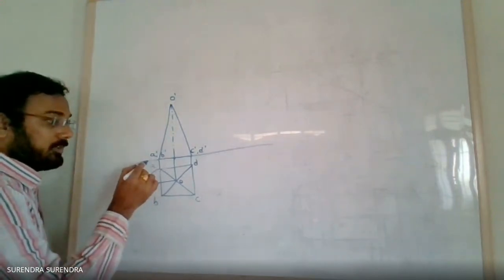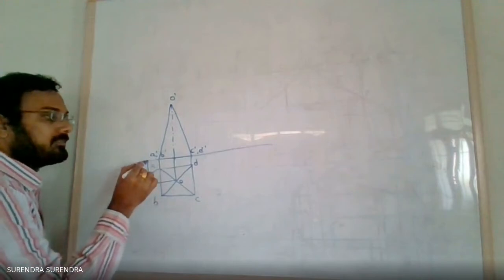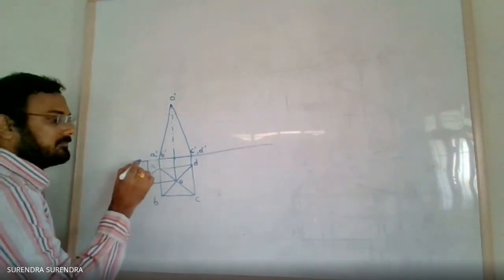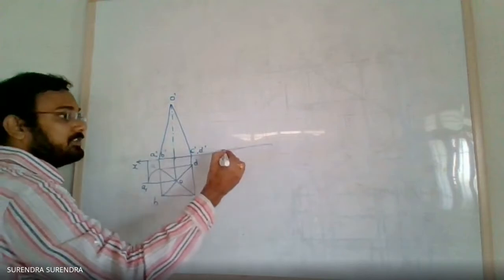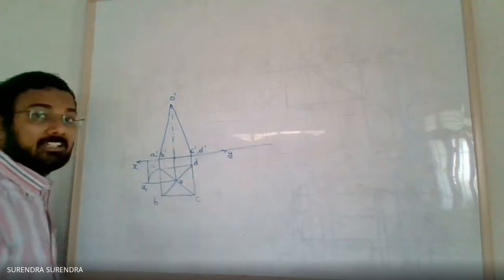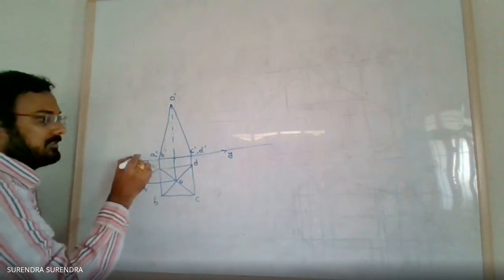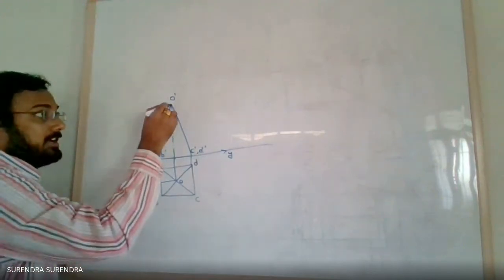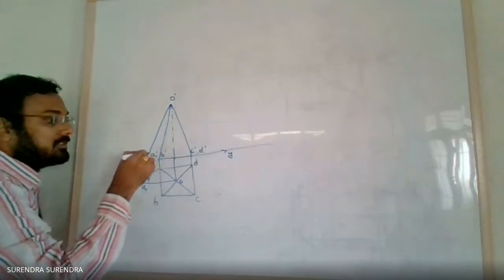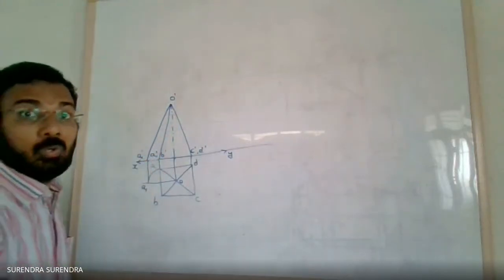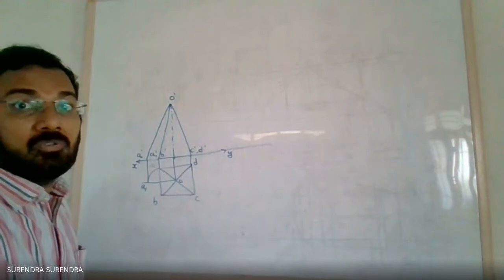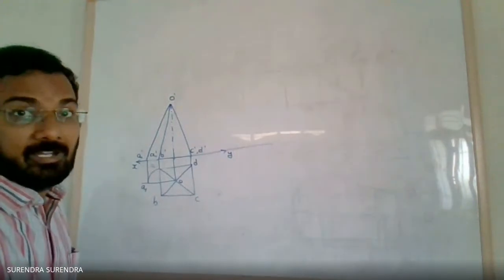Project this A1 point up to the XY line. If you join O dash A1 dash, this is the true slant length. The true slant length of the pyramid.